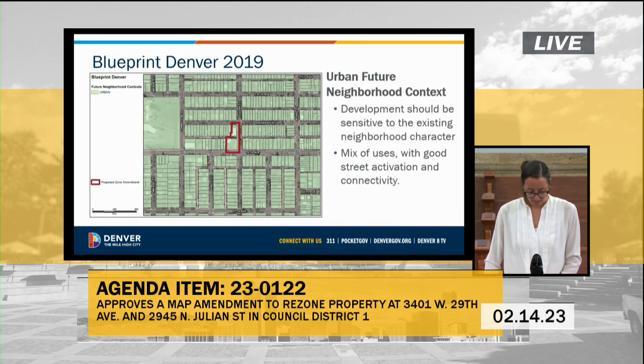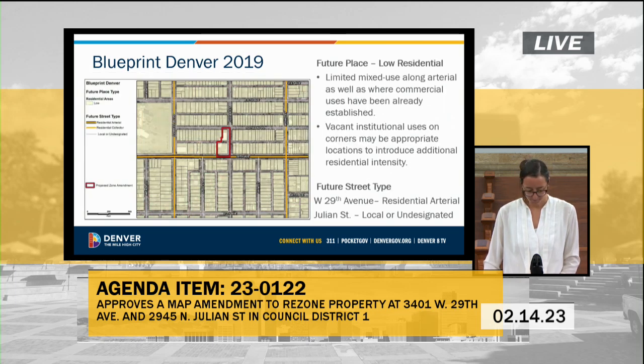The subject properties are mapped as part of the urban neighborhood context in Blueprint Denver. The subject properties are mapped as residential low in the future place map. The residential low classification includes land uses and built forms that are predominantly 1 and 2 units, though many areas are mostly 1 unit.